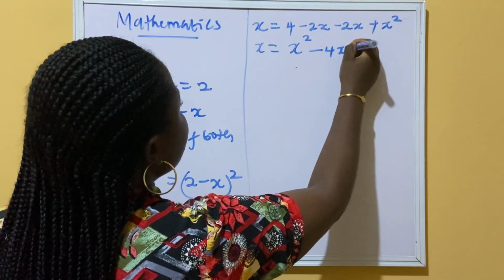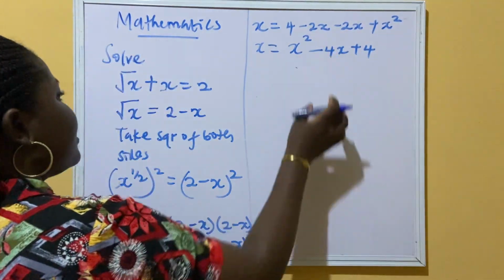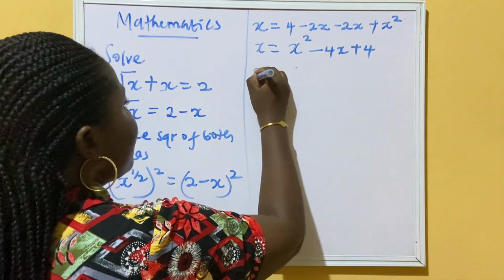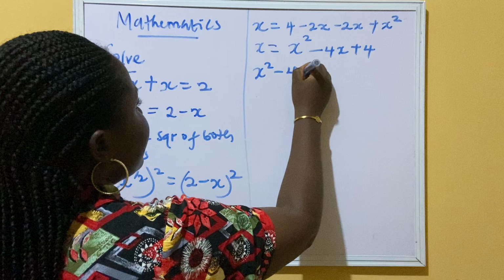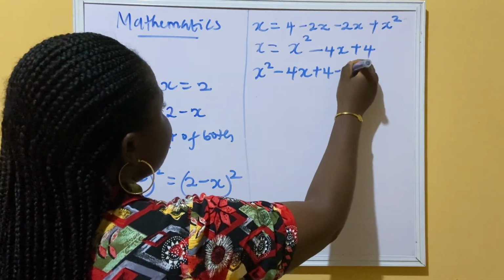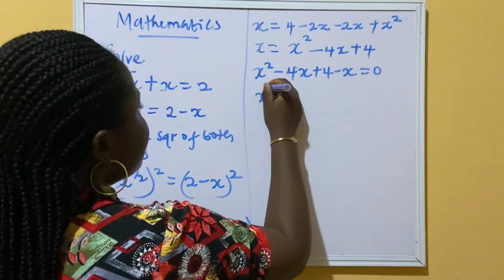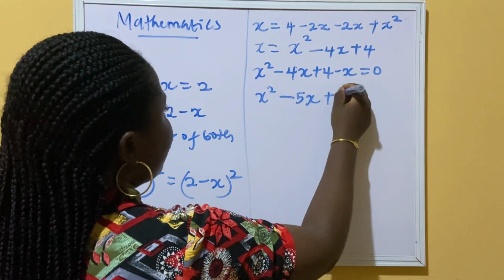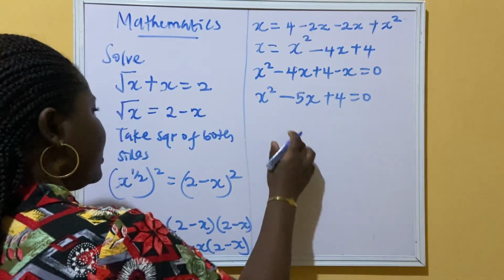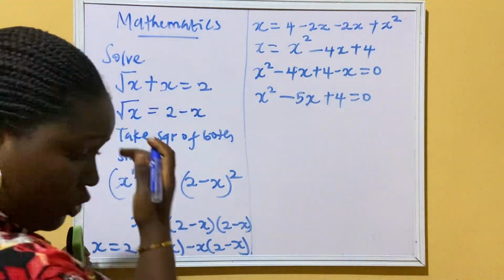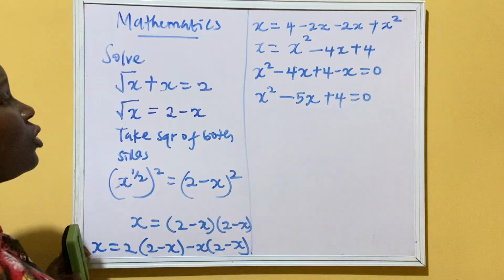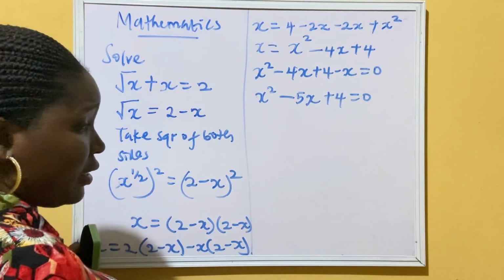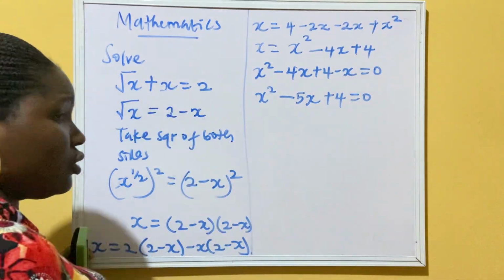minus 4x plus 4. So we can make this a quadratic equation by equating it to 0. So if we're equating to 0, then we bring this over. We have x squared minus 4x plus 4 minus x is equals to 0. So this is x squared, this and this, minus 5x plus 4 equals to 0. So this is a quadratic equation. There are several methods of solving quadratic equation. You can factorize, you can use the quadratic formula to find the value of x, and you can also use the completing the square method.